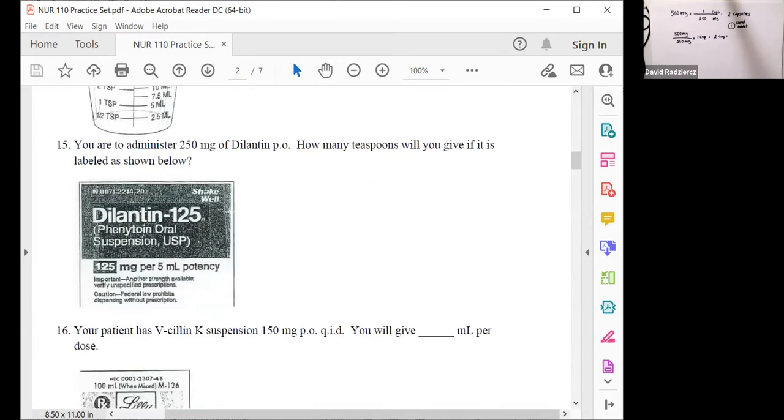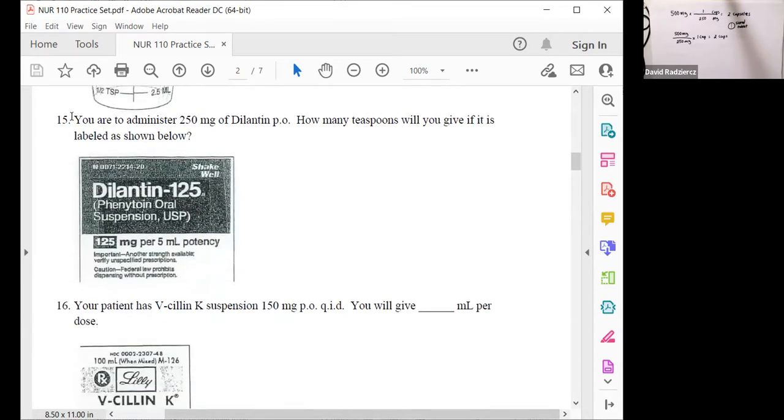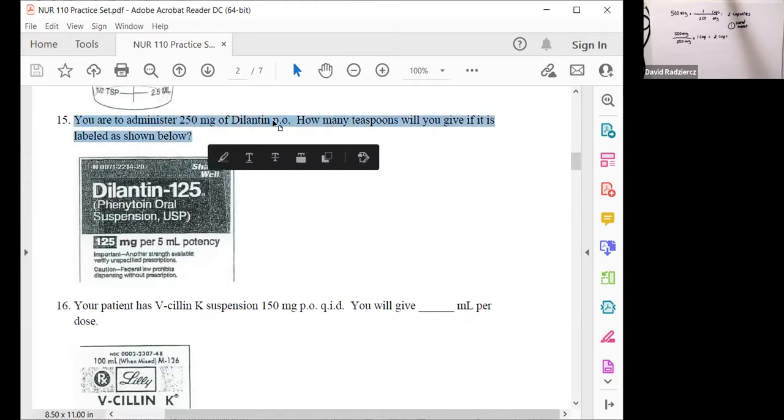Let's look at something like this, number 15. It says you're to administer 250 milligrams of Dilantin, PO, by mouth. How many teaspoons will you give if it's labeled as shown below? So if you're given teaspoons, hopefully you know that it's a liquid, not a tablet or a capsule. So that helps, that at least answers one part of the equation.